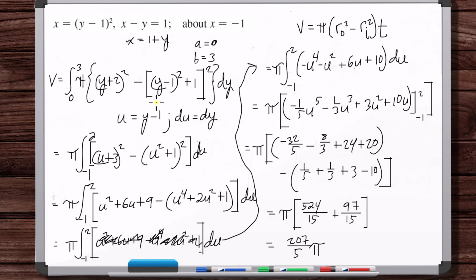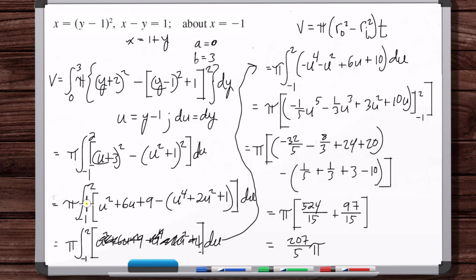Okay, according to the answer key, this is the right integral. So the error is coming in the evaluation of the integral. All right, u is equal to y minus 1, du is equal to dy, so that you get y is equal to u plus 1. u plus 1 plus 2 is u plus 3, minus, then you've got u squared plus 1 squared. u squared plus 6u plus 9 minus u to the fourth plus 2u squared plus 1.